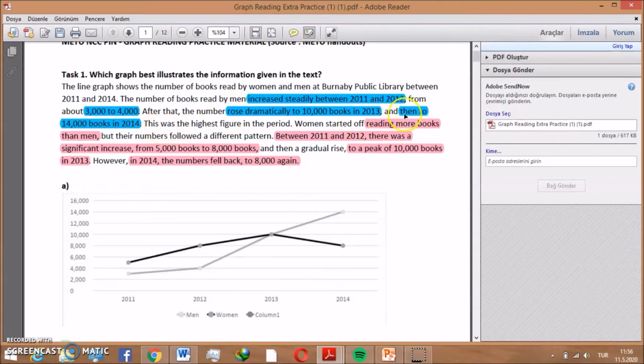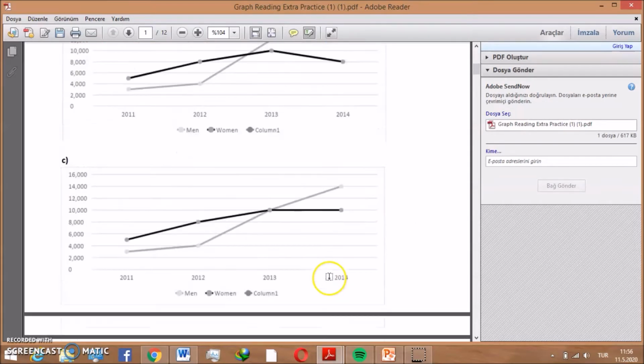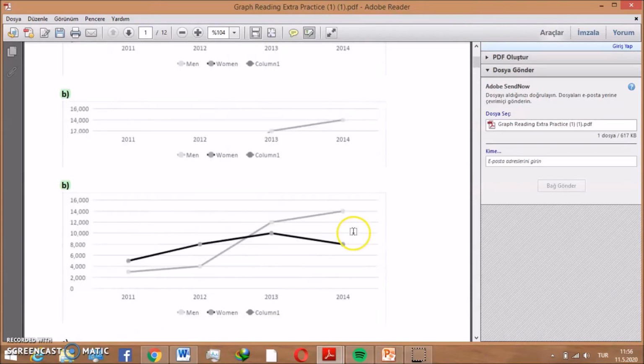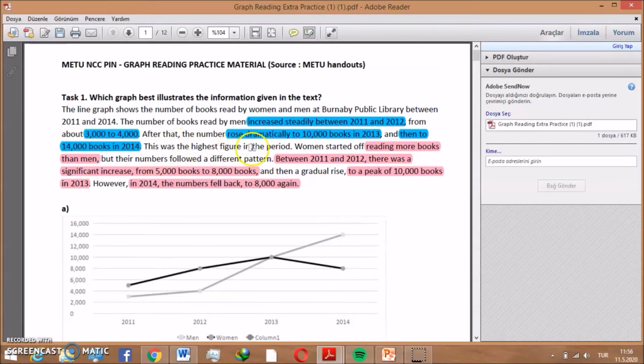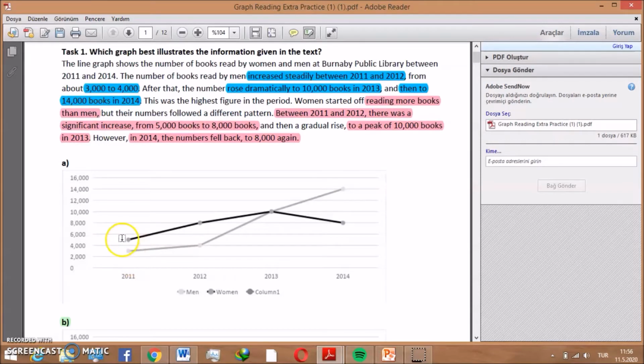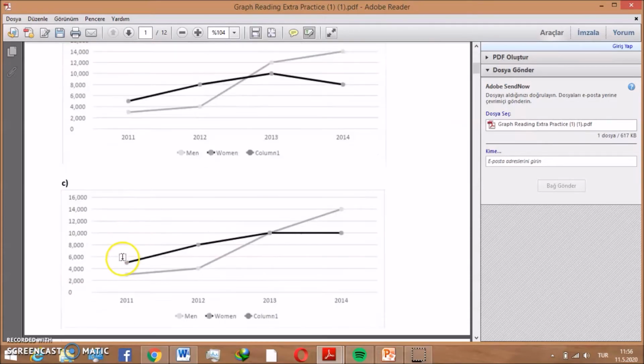And then to 14,000 books in 2014. So let's check it. Yes, 14. Let's check C, 14. Okay. This was the highest figure in the period. Now we need to check the numbers for women. Women started off reading more books than men. This means the dark colored line should be somewhere above 3,000, because the men started off with 3,000. So yes, and in C, yes too.